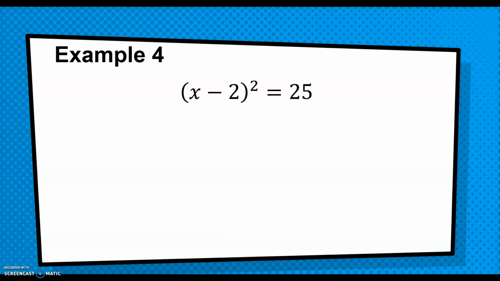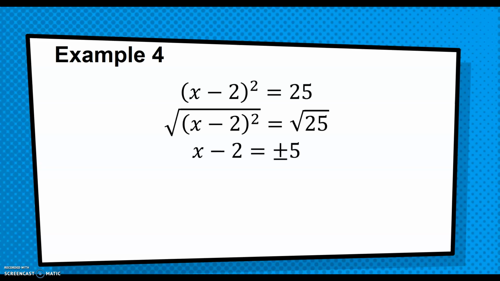Well, this example looks a little bit different because it's not an x being squared, but it's a quantity being squared. Since the whole thing is being squared on the left-hand side, I'm good to just apply the square root property. So I'm going to take the square root of both sides. This time the square root still cancels that square, but it leaves not just x, it leaves x minus 2, and I already know that the square root of 25 is plus or minus 5.